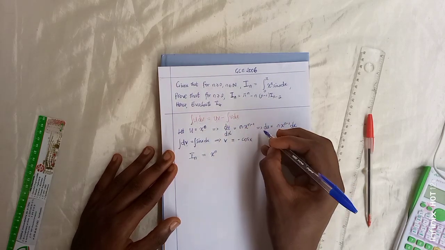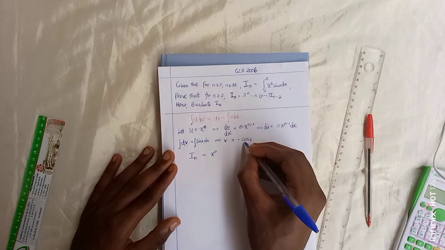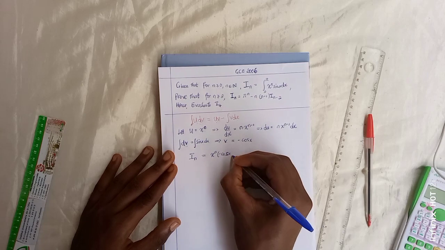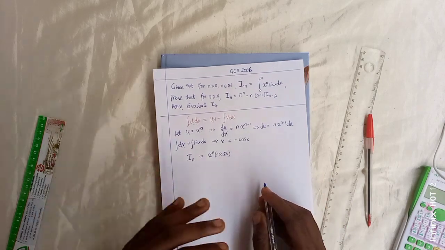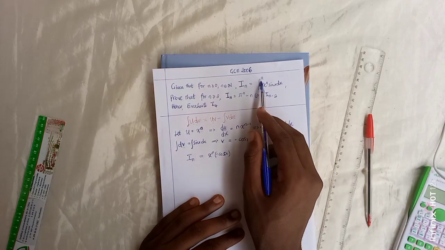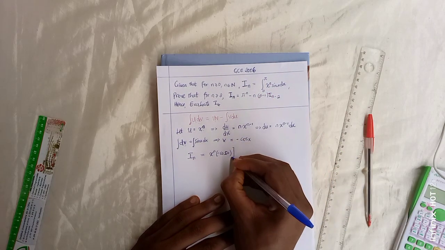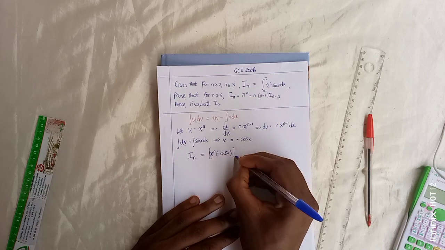And v is negative cosine x. We were told that the limit of integration was from 0 to pi. So I'm going to substitute the limit here at once.